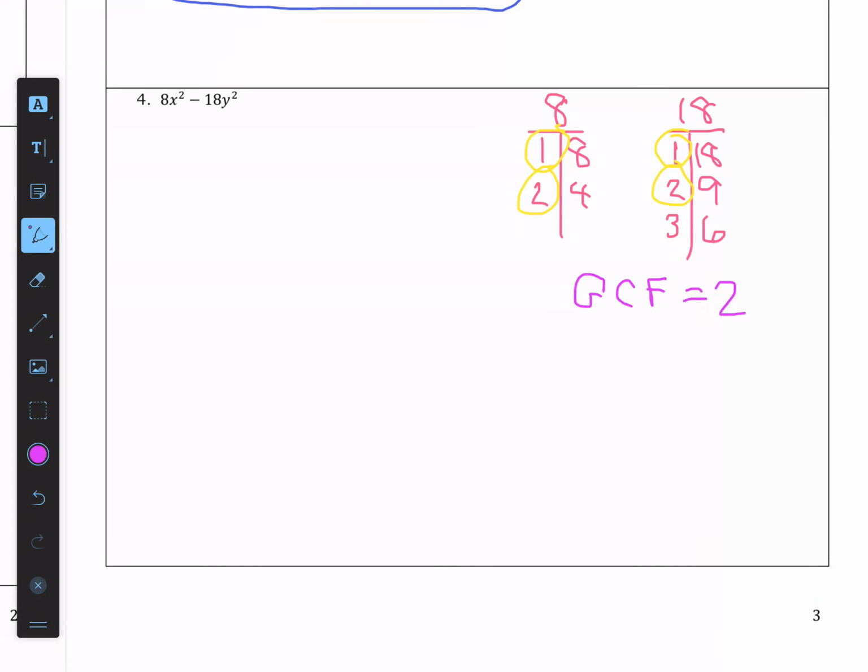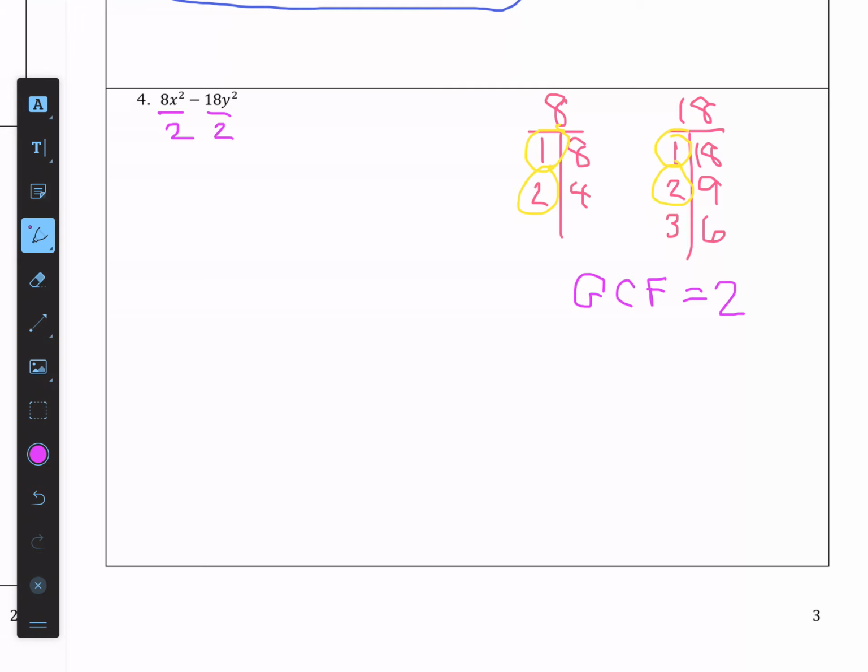Now let's go back and just look, because one of these terms has an x squared, one of them has a y squared. Even though they both have variables, they're not like variables. So neither variable is going to be a part of the GCF. It's just going to be the number, because x and y are not common factors. They're different terms. So let's go back and divide each piece by 2.